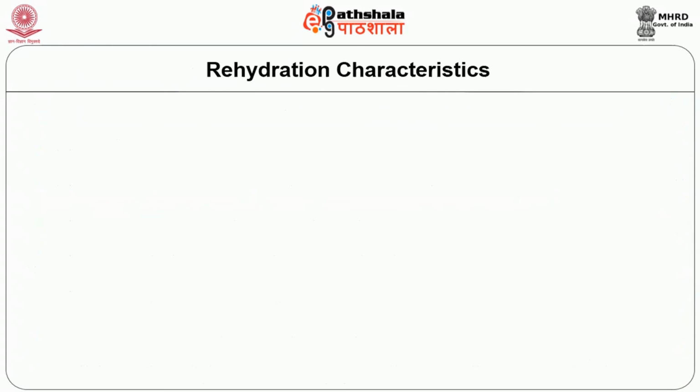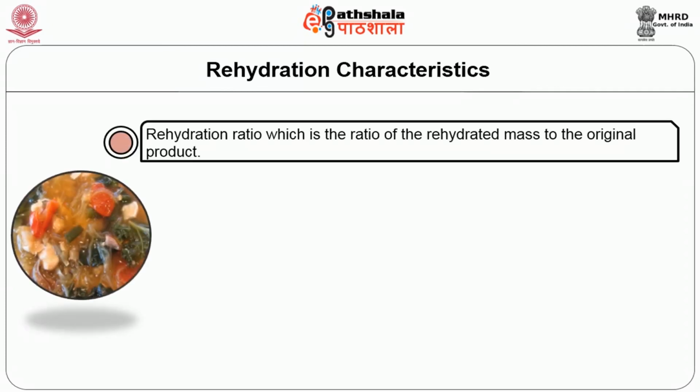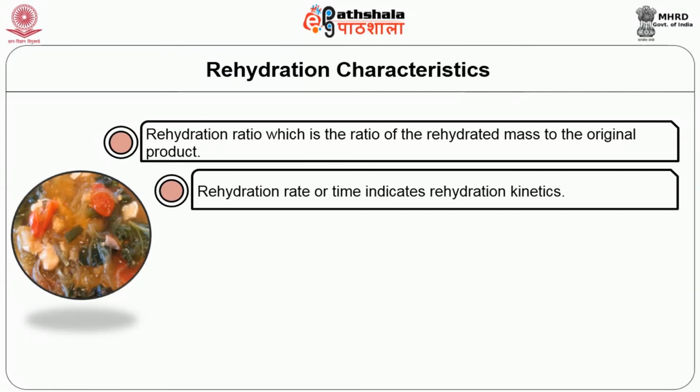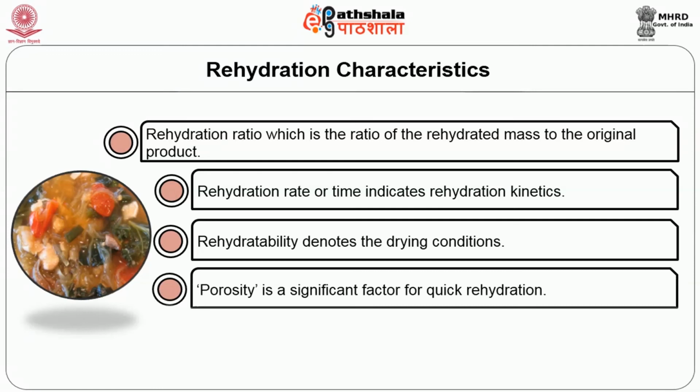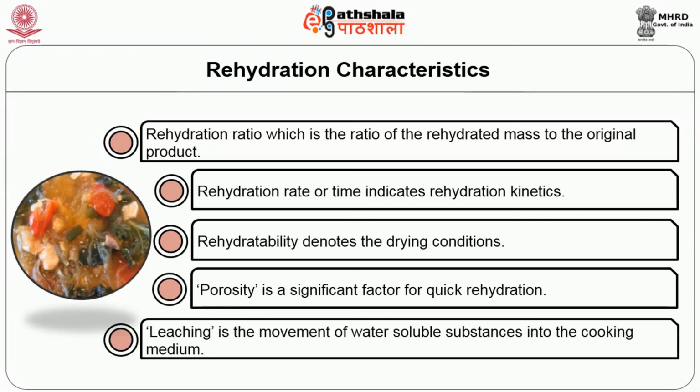Talking about the rehydration characteristics, parameters that decide the quality of dehydrated foods are rehydration ratio, which is the ratio of rehydrated mass to the original product. Rehydration rate or time indicates the rehydration kinetics. Rehydratability denotes the drying conditions. Porosity is a significant factor for quick rehydration. Leaching is the movement of water-soluble substances into the cooking medium.